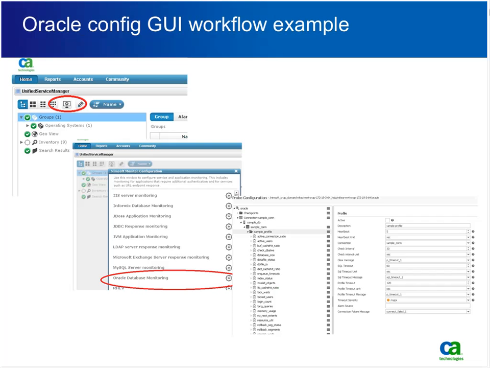Just to illustrate a simple workflow for the Oracle GUI, you would continue to use the same paradigm that you are probably used to with configuring some of our other probes. You click on the configuration button up on top, which will launch all the various monitoring capabilities. You would click on the wheel next to the monitoring that you are interested in. That will bring up the probe configuration GUI, in this case for Oracle. And then you would continue to establish checkpoints and then start monitoring your service or your endpoint.